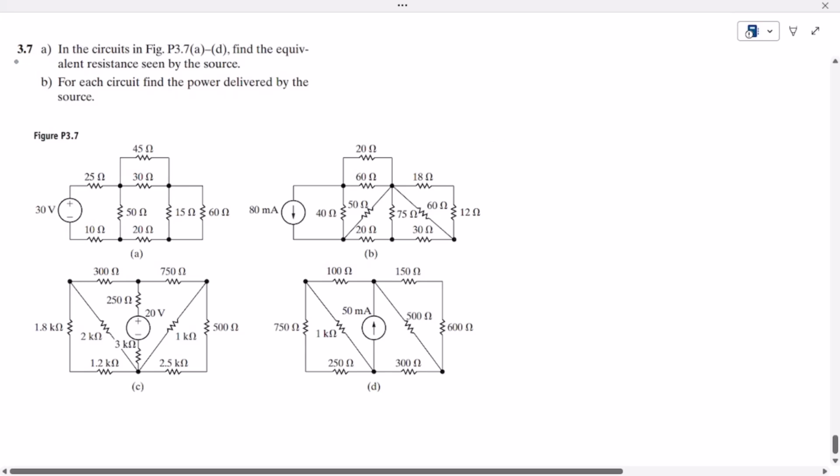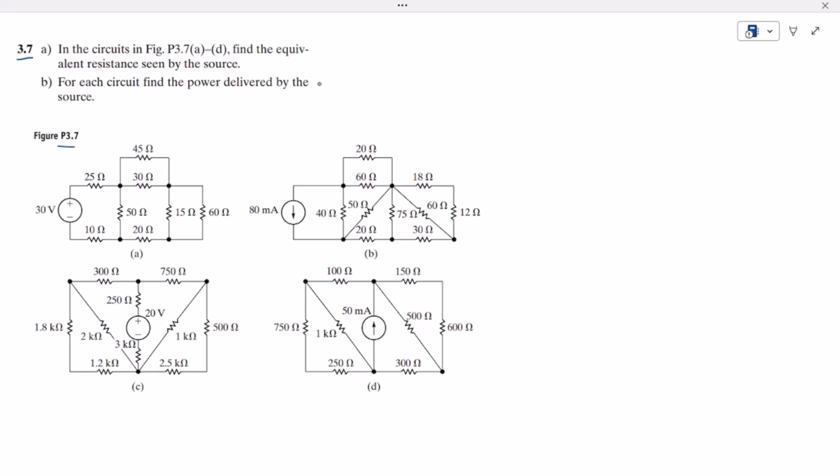Welcome back, guys. So this is question 3.7 and the statement of this question is composed of two parts. In part A, in the circuits in figure P3.7, A to D, find the equivalent resistance seen by the source. These are basically the circuits, and here we have to find the equivalent resistances. And B, for each circuit, find the power delivered by the source.